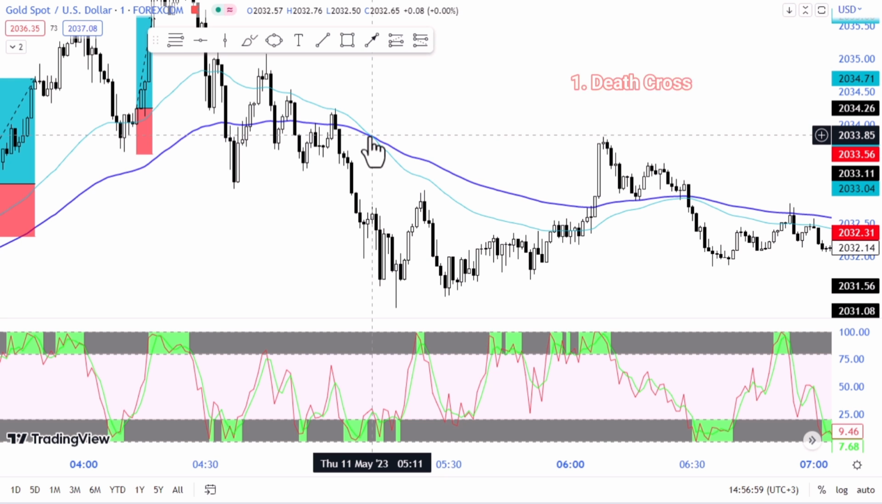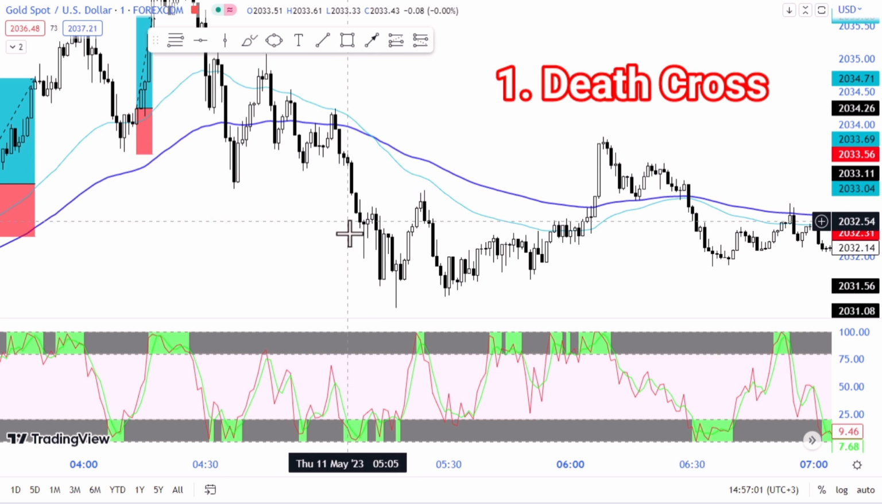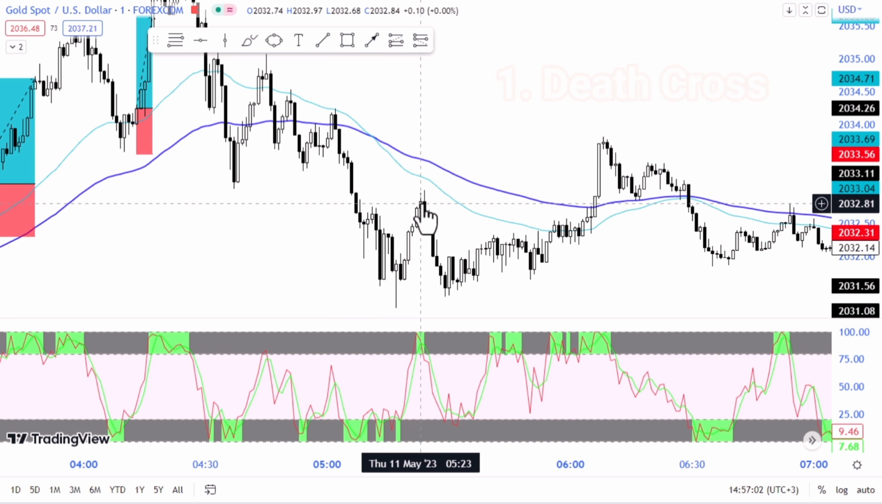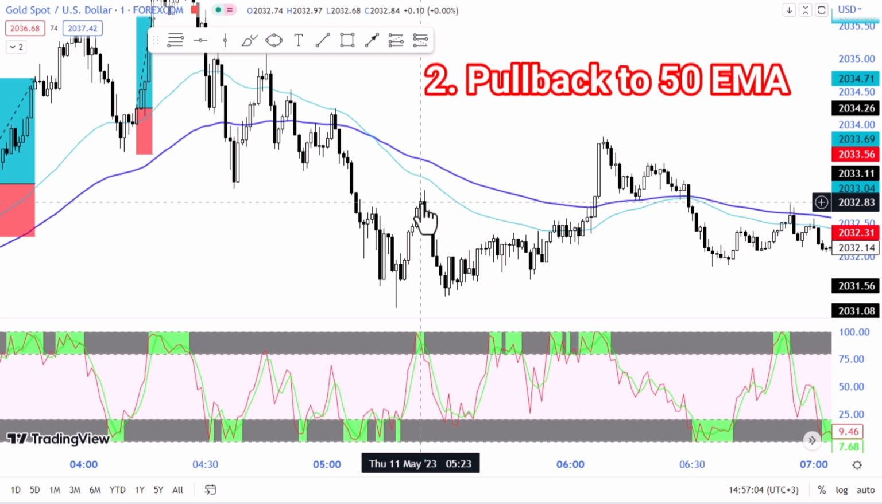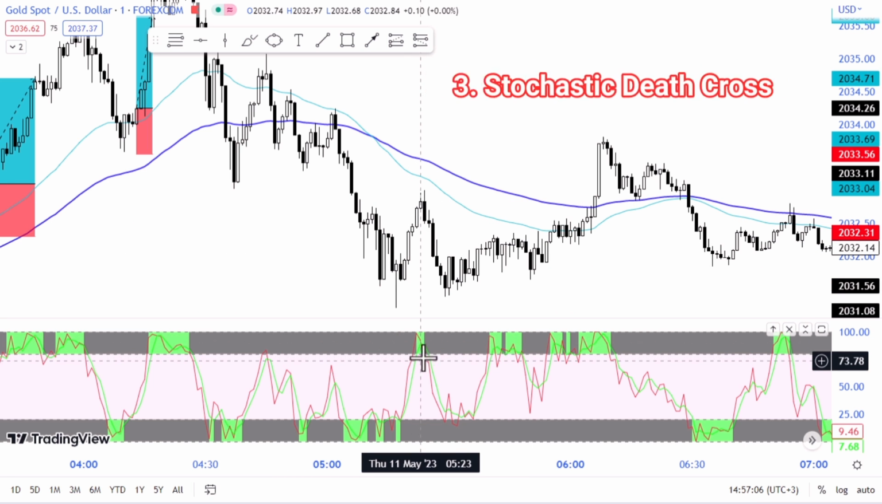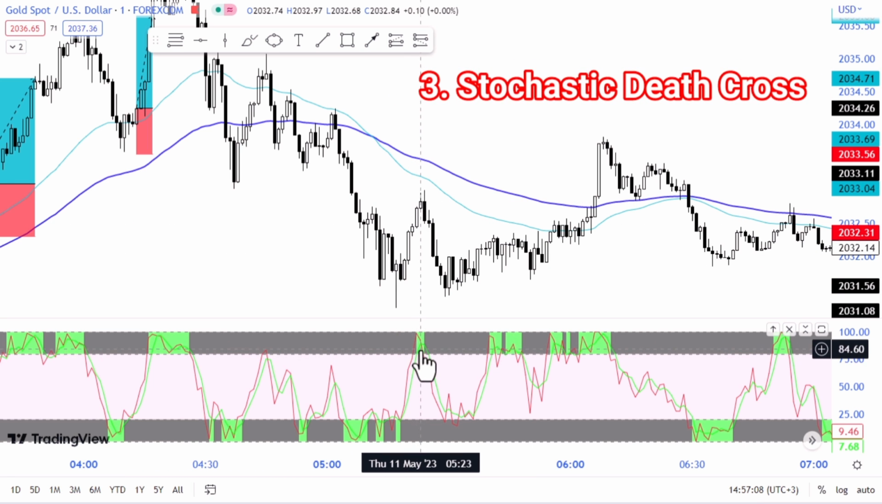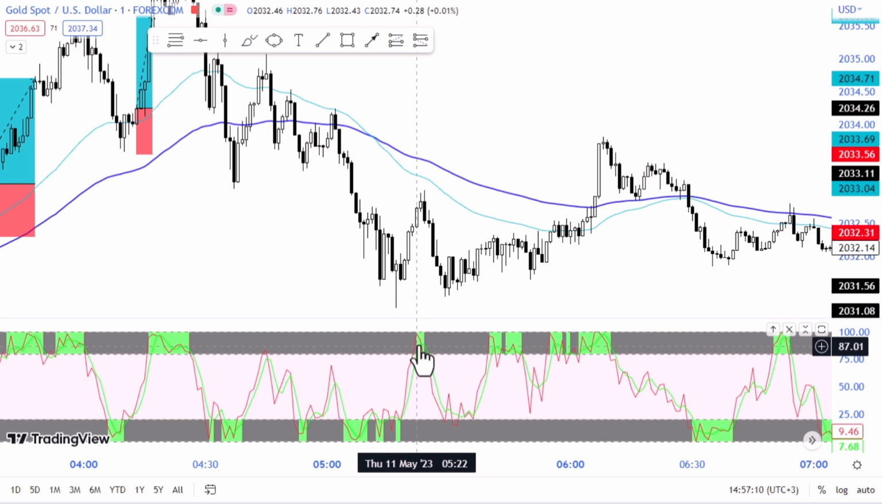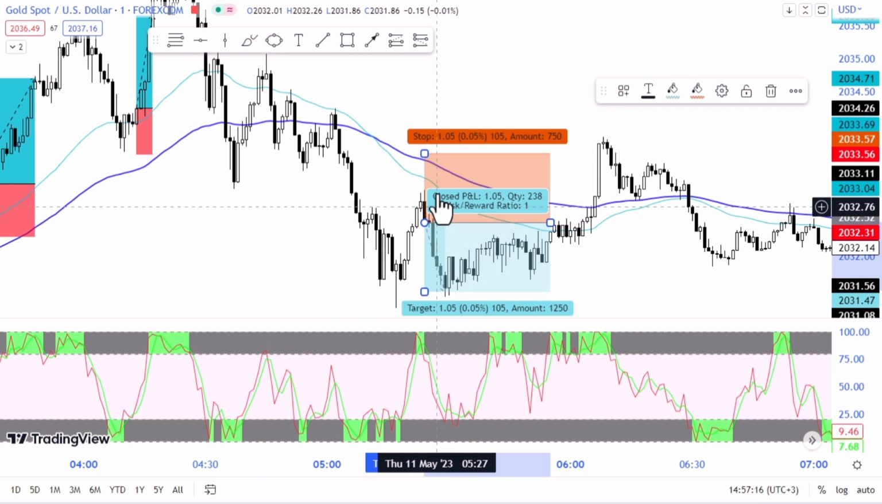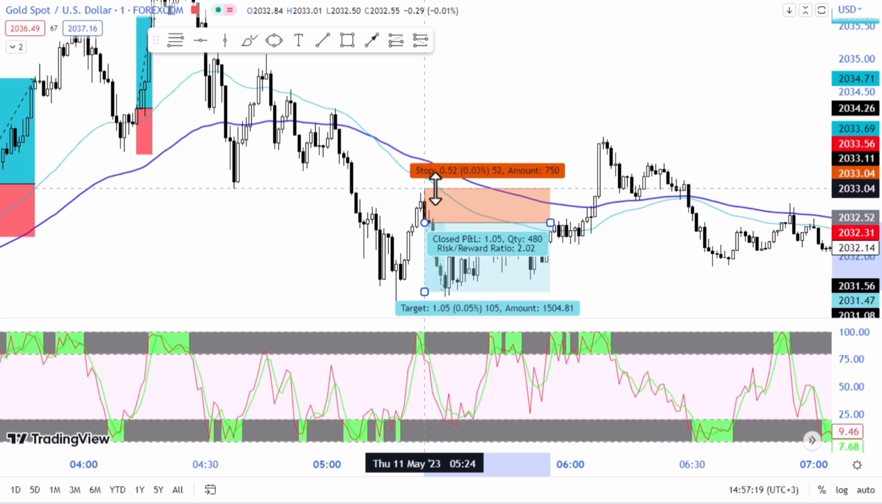So we had a cross down here, then guess what, we have to wait for a pullback, which was here. We have to check the stochastic oscillator. Yeah, we had a cross down, then the stochastic went out of this overbought territory. So I'm going to enter a short trade at the close of this candle here, with a stop loss at this latest swing high, which was here, and a risk to reward ratio of 2, and it was a successful trade.